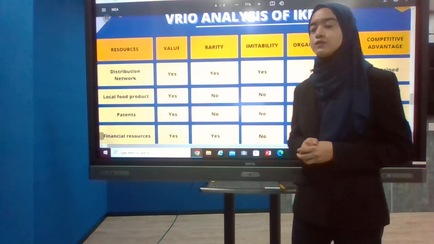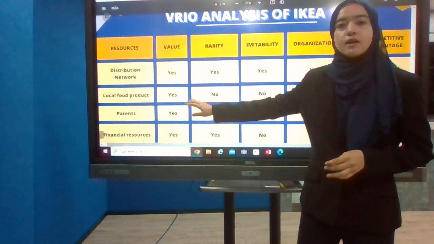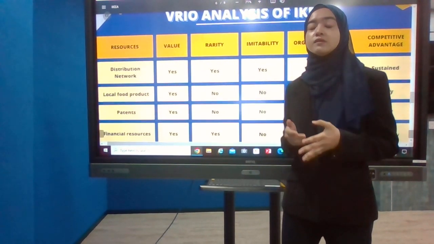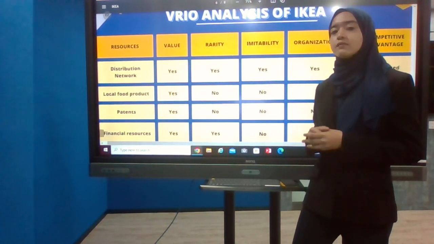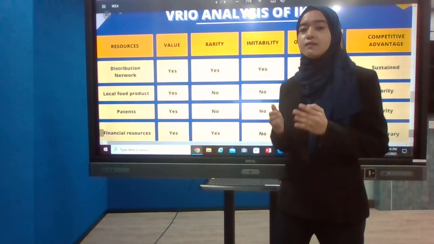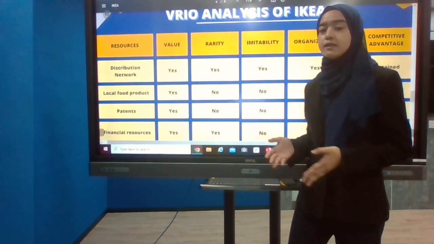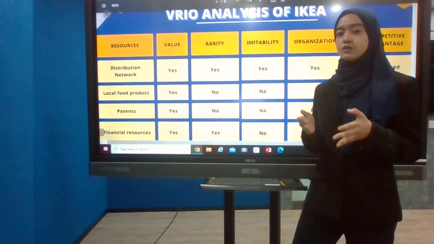So now I will continue to explain the resources, which is the patents. Okay, for the value is yes. According to the VRIO analysis of IKEA, the patents are valuable resources as this allows the firm to sell its products without competitive interference, and this results in greater revenue for IKEA. And these patents also provide IKEA with licensing revenue when it licenses these patents out to other manufacturers.